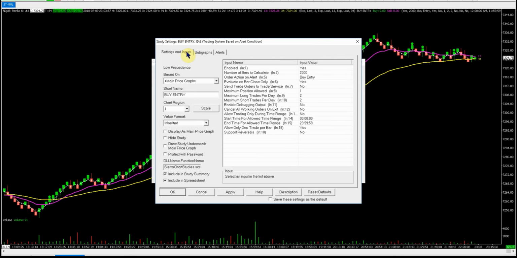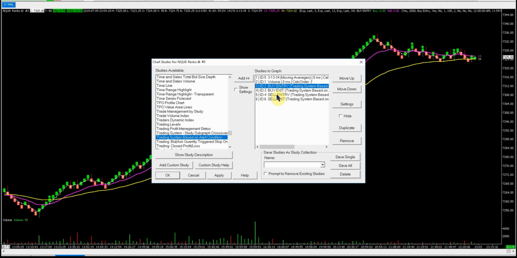Okay. Send orders, maximum long trades per day. You know, you can do 100, whatever. Allow trading. You could basically allow trading only during a time range if you wanted to. Order action by value on bar close only. That's fine. Send trade order trade service, no, because we want to test it.